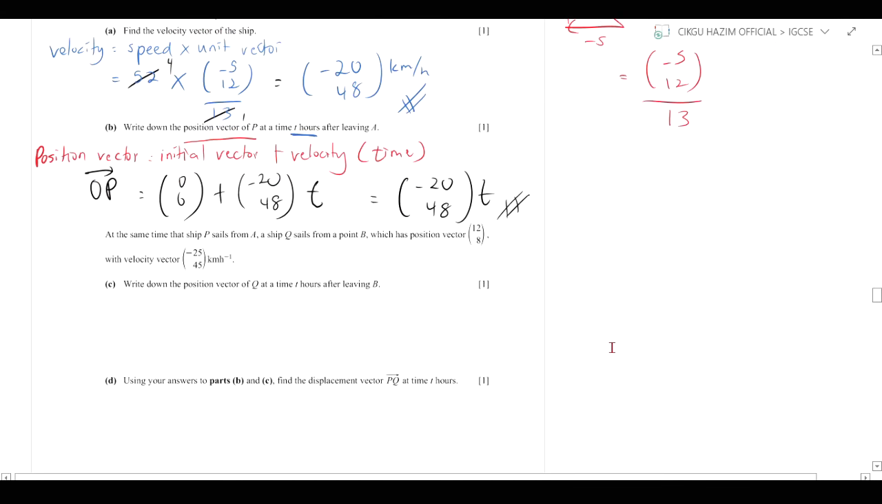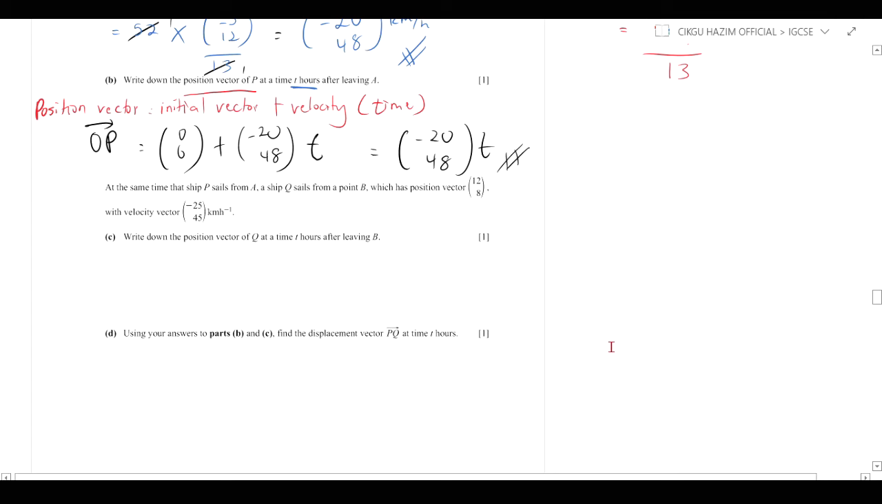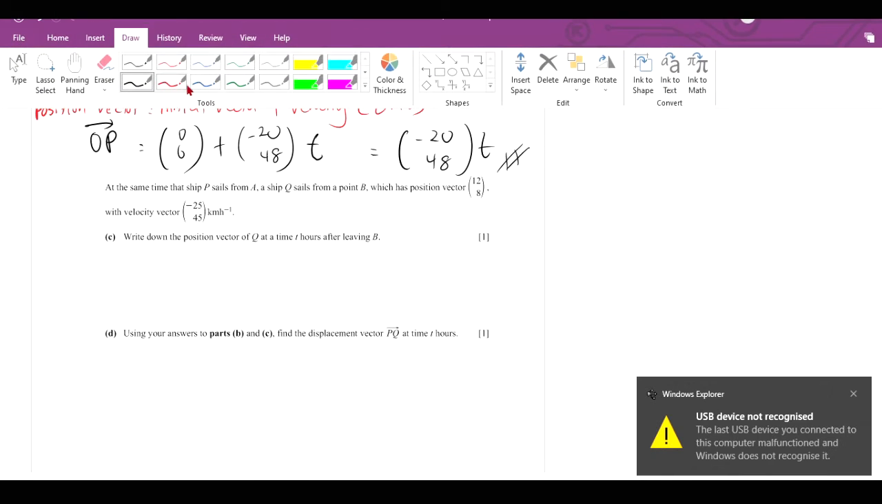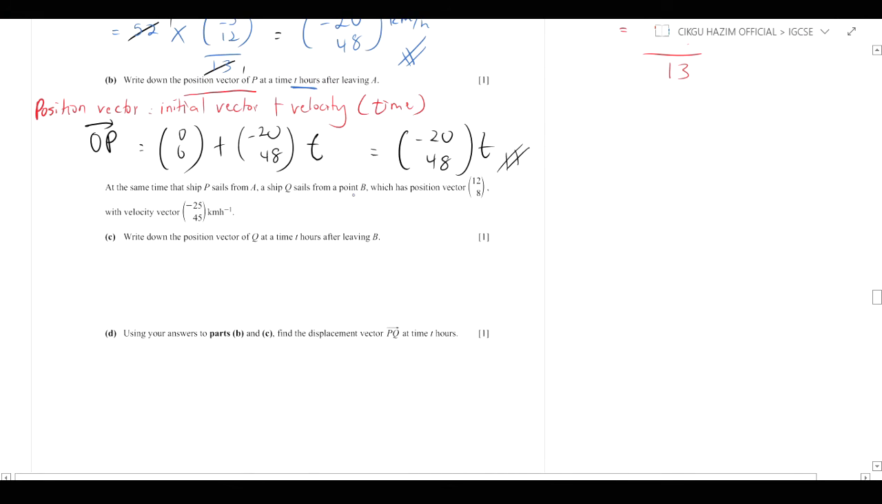Okay, all right. Now, at the same time that ship P sailed from A, a ship Q sailed from point B, which has a position vector of (12, 8). They said (12, 8), it's going to be the initial point. So straight away understand these are the initial vector, the starting point, and with a velocity vector (negative 25, 45).